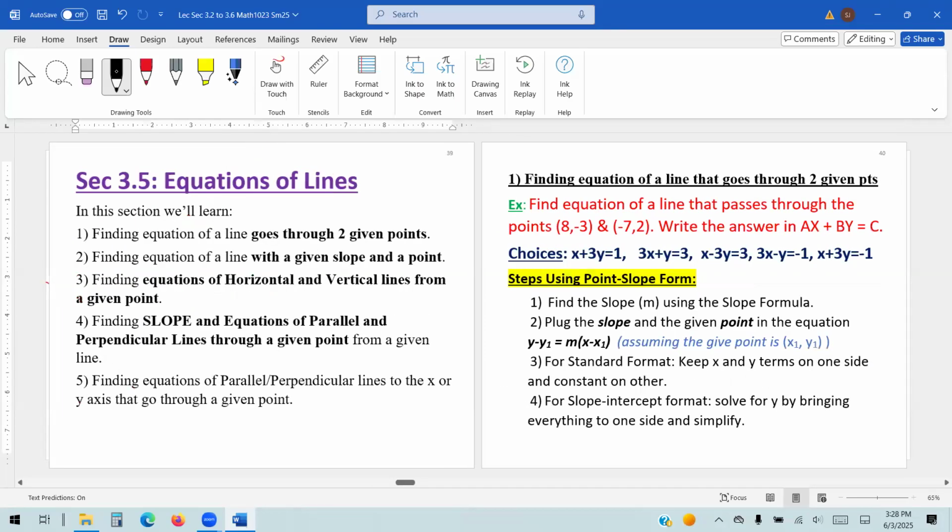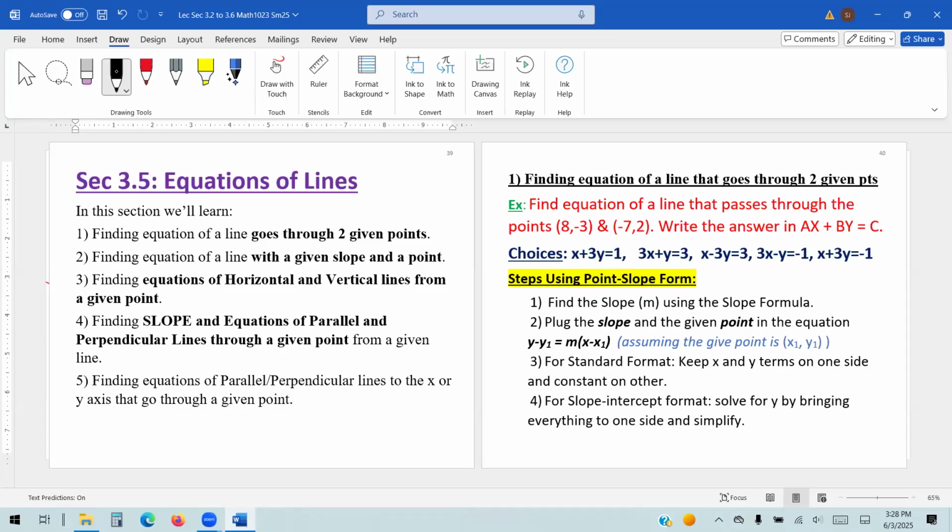The first scenario: what's the equation of the line that goes through 2 points? And we have to answer in standard form. And if you observe, we have multiple choice here. None of the multiple choice has negative x or any fraction. Okay, so it's not bad.